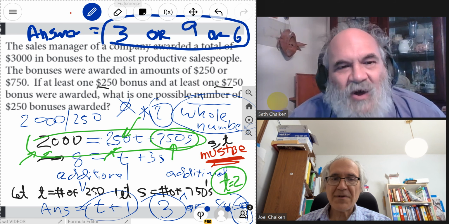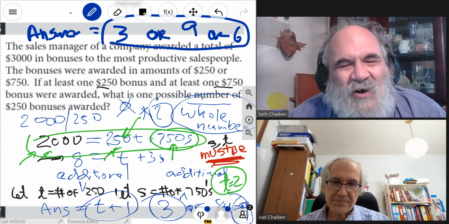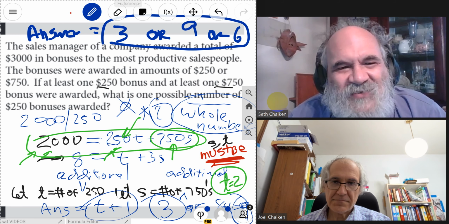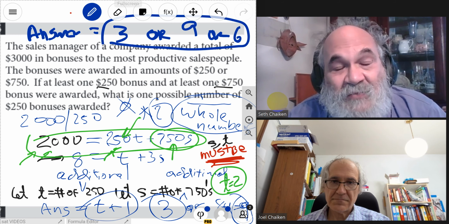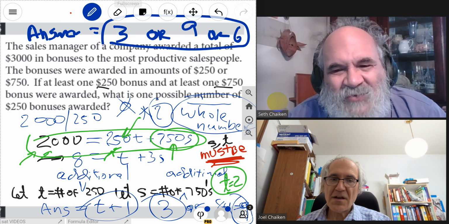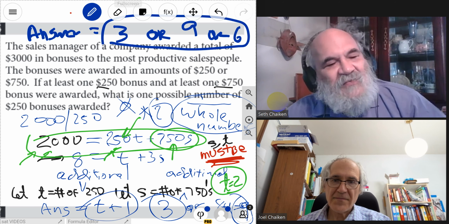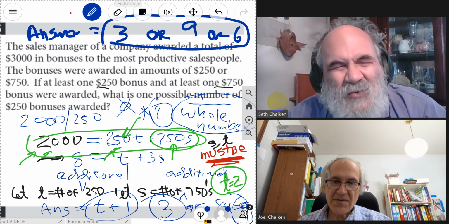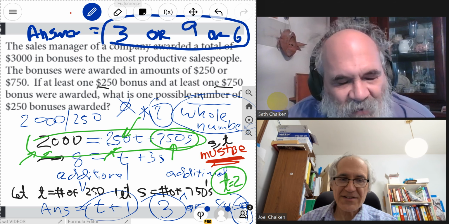Yeah, right. But again, I was led to look for possible values of T because the problem asks for a possible value of T plus 1. So that's why I started with T. Right. And of course, it worked. Either way, there are a lot of different ways to do this problem.